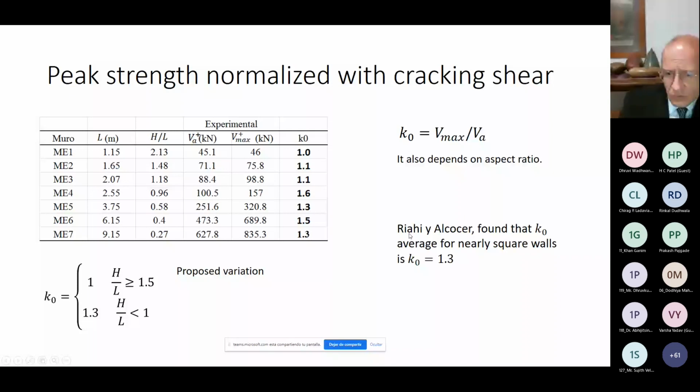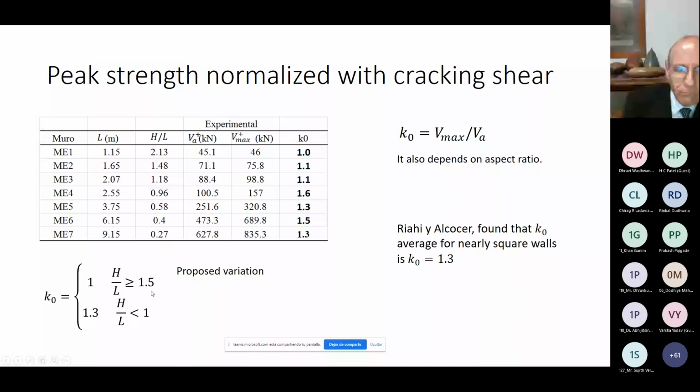In a study that some researchers did from many experimental studies, where nearly square walls were gathered, the average value that they found of this ratio was 1.3. So with this data, we will use in our formulas, as we will see later, this ratio to predict the maximum shear capacity from the cracking capacity. So it is a factor that we just said, this K0 is 1.3 for long walls, and is 1 just for slender walls. That is very simple, very basic.